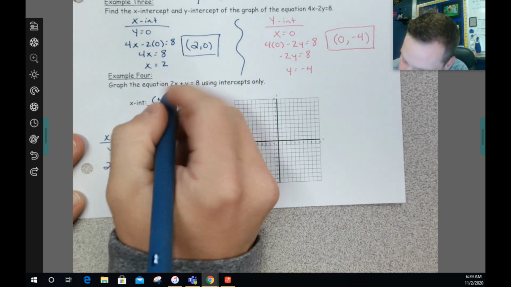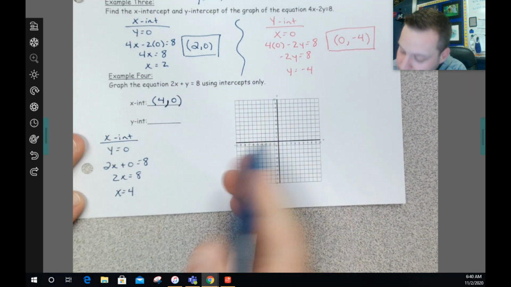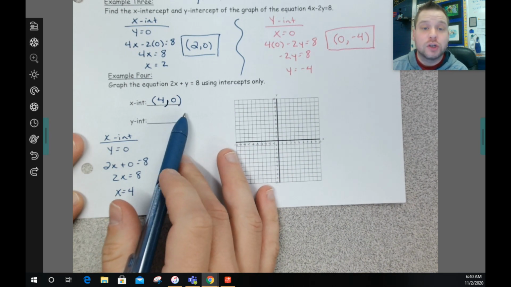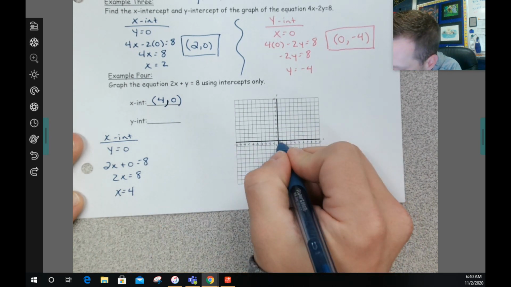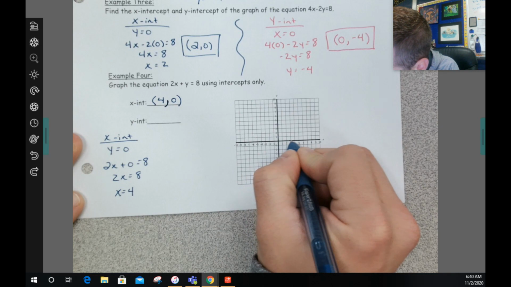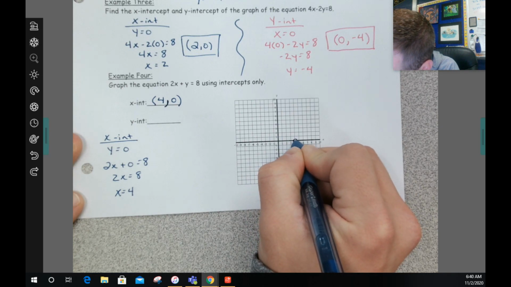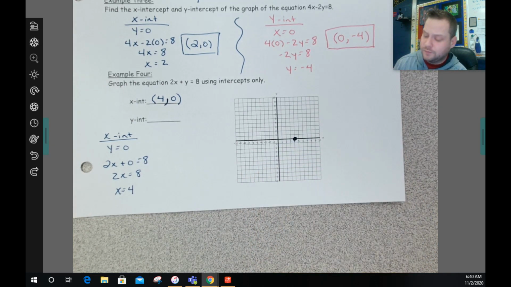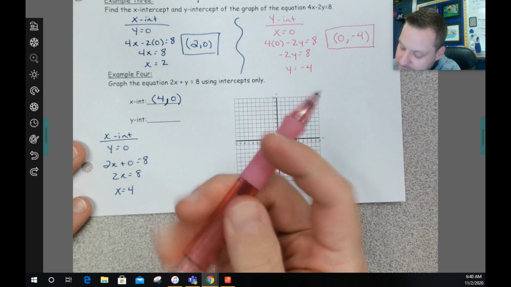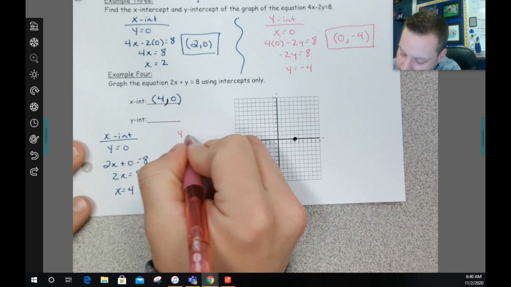Whenever you get points, go ahead and put them on your graph. So if I have 4, 0, starting from the origin, I'm going to go right 4, and I'm not going up or down. So there's my x-intercept right there. Now that I have the x-intercept, I'm going to go ahead and find the y-intercept.